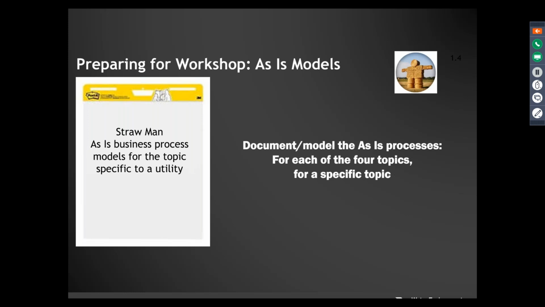In preparation for the workshop, as-is business process models were prepared for each topic area. And this preparation was led by a utility. And we have had several weekly and bi-weekly conference calls to discuss and share ideas and experiences. Therefore, the as-is process models are results of collaboration among the lead utility, participating utilities, and the primary investigators.